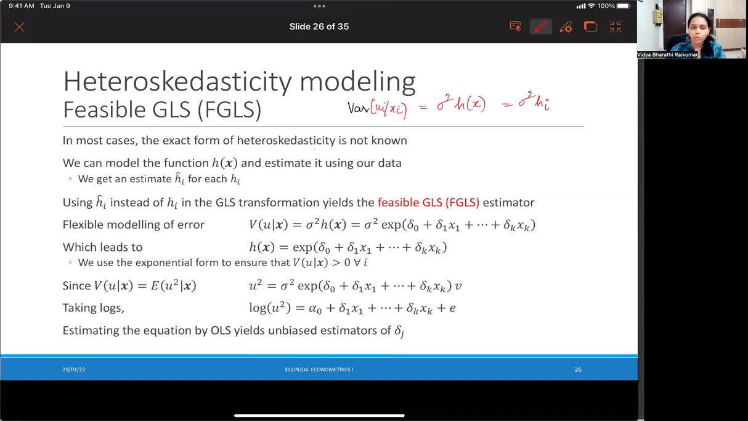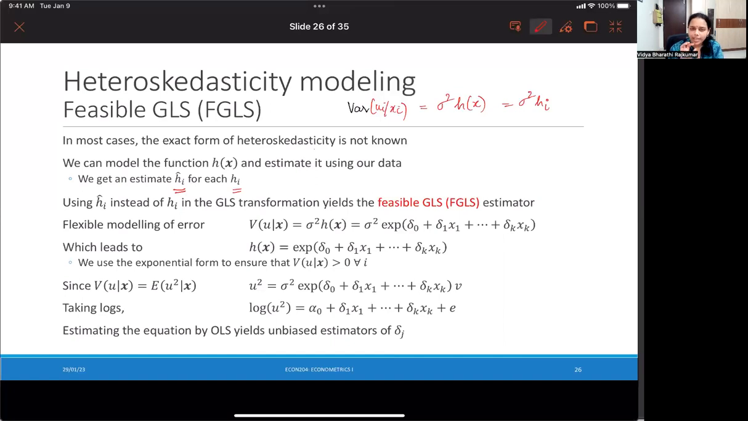But oftentimes we don't know what it is. So what we're going to try and do in this segment is come up with an estimate of that h of x from our sample data. We're going to replace that h of x with something that we can measure and compute from our sample. So we're going to get h hat and put that in place of h_i. Weighted least squares is a form of generalized least squares or GLS. Now, when you replace h_i with h hat i, what you get is feasible generalized least squares or FGLS. So let's go ahead and see how we do that here.